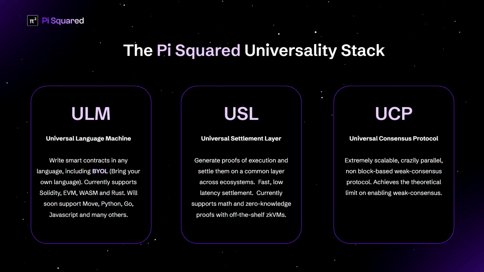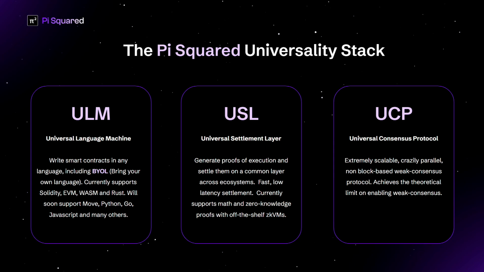We offer a universality stack containing three components: the universal language machine, the universal settlement layer, and the universal consensus protocol. The universal language machine is a blockchain architecture that allows you to write smart contracts in any programming language, existing programming languages or new programming languages, even in programming languages that have not been invented yet. You can even bring your own language, BYOL. Plug and play your language into the blockchain and then write smart contracts in the language.